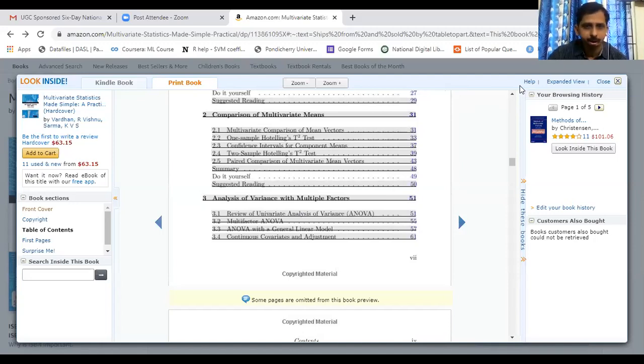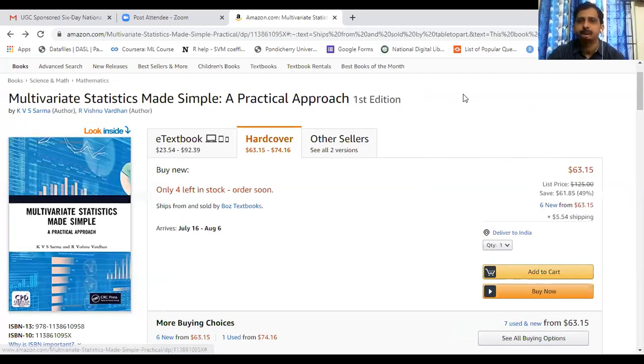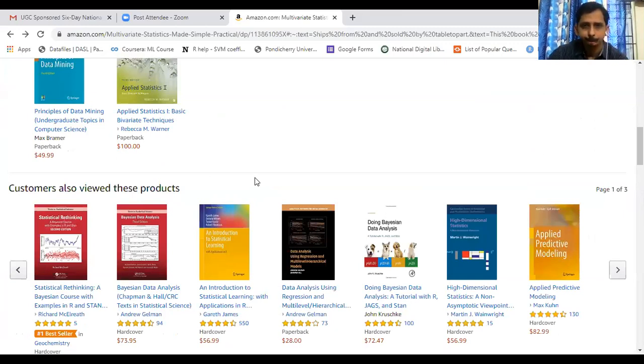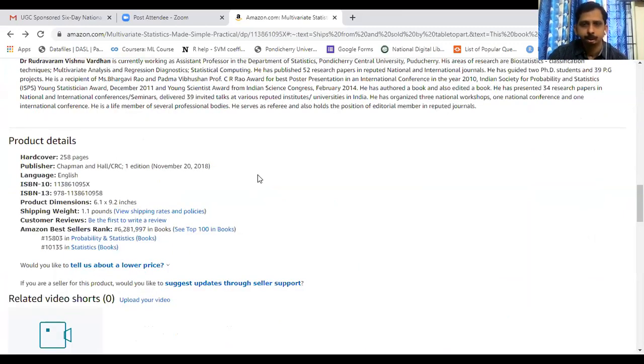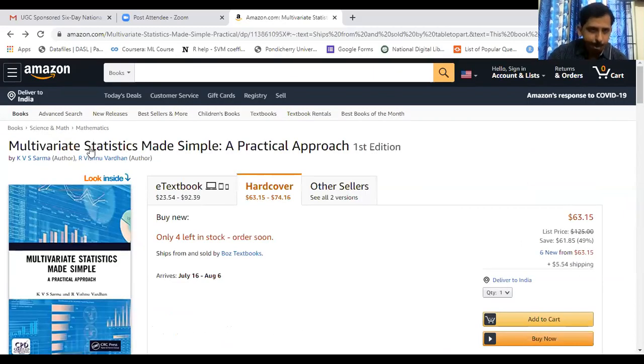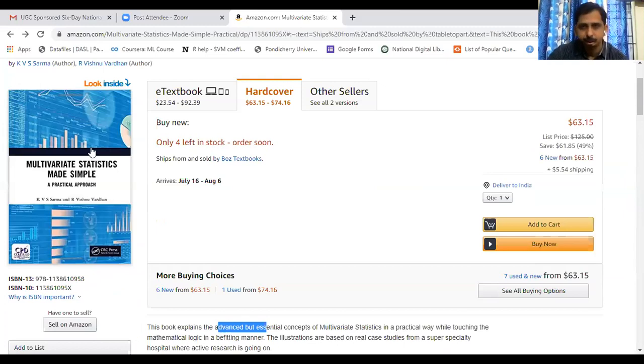And this is the description: advanced but essential concepts of multivariate statistics in a practical way, touching the mathematical logic in a befitting manner. This is what we try to do. So this is one book where we made our attempt to explain the things in a very simple way.